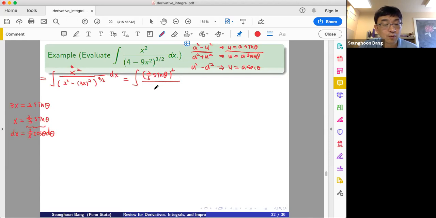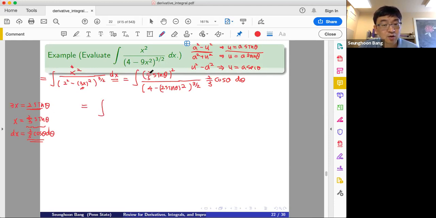Square over. You plug the 2 sine theta into 3x. So 2 squared is 4 minus the 2 sine theta squared, whole power 3 over 2, times dx, which is 2/3 cosine theta d theta. Is that right?